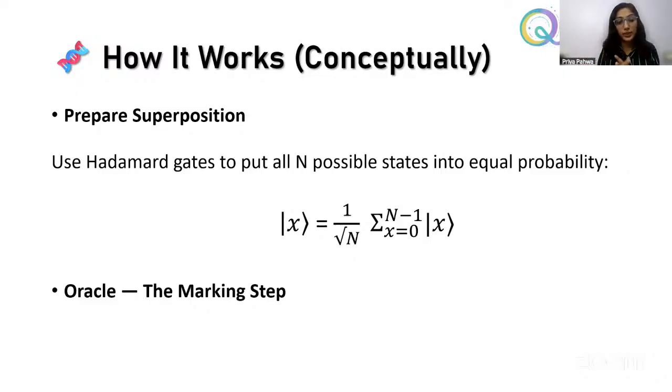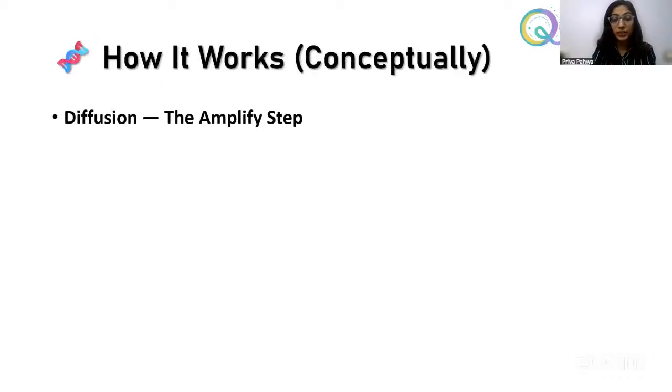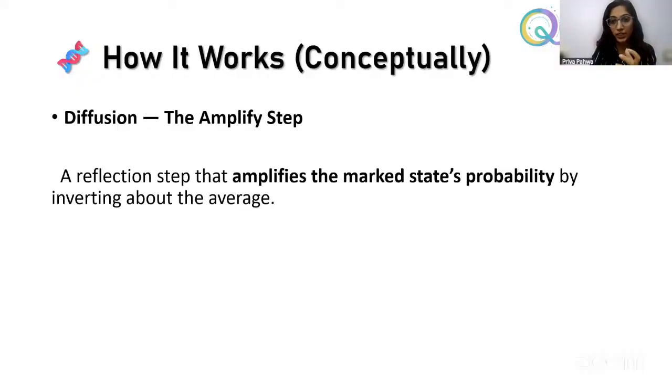The oracle is a marking step. Among all that list, it will flip the sign of the marked state. It will flip the sign of the amplitude of that solution, basically the marked item, as I mentioned. And then the diffusion is the amplification step. This is the reflection about the average, and it increases the probability of the marked state by inverting it about that average.